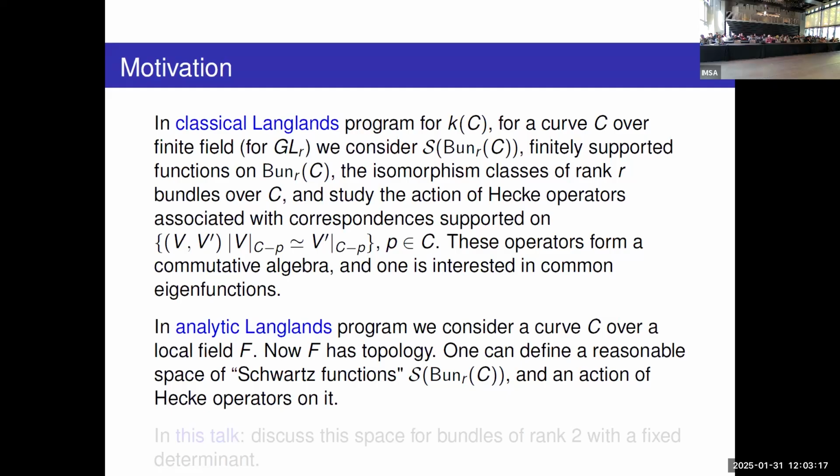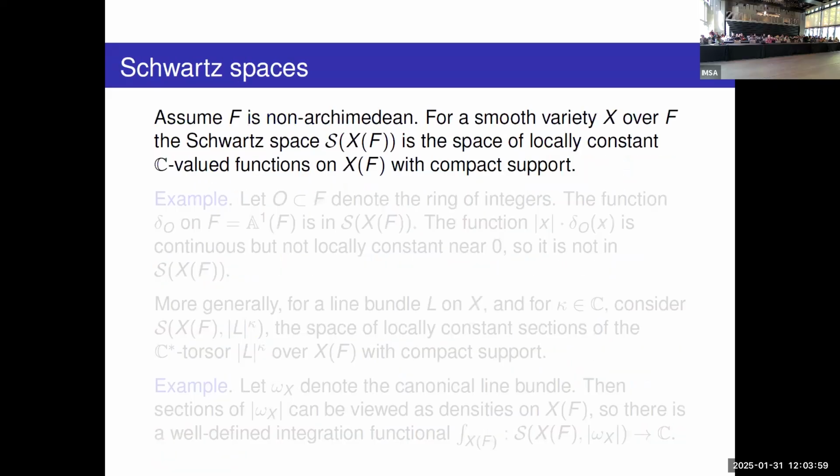There is actually one work of Maxim where he considers these Hecke operators in the example of P1 with 4 points, group SL2. I'm not going to discuss the general conjectures. There is supposed to be some L2 space where some compact operators act, but this conjectural setup is described in a series of papers of Etingof, Frenkel, and Kazhdan. So in this talk, I will only discuss Schwartz spaces, in the particular example of rank 2 bundles with fixed determinant. Okay, so let me first recall a little bit about the Schwartz spaces.